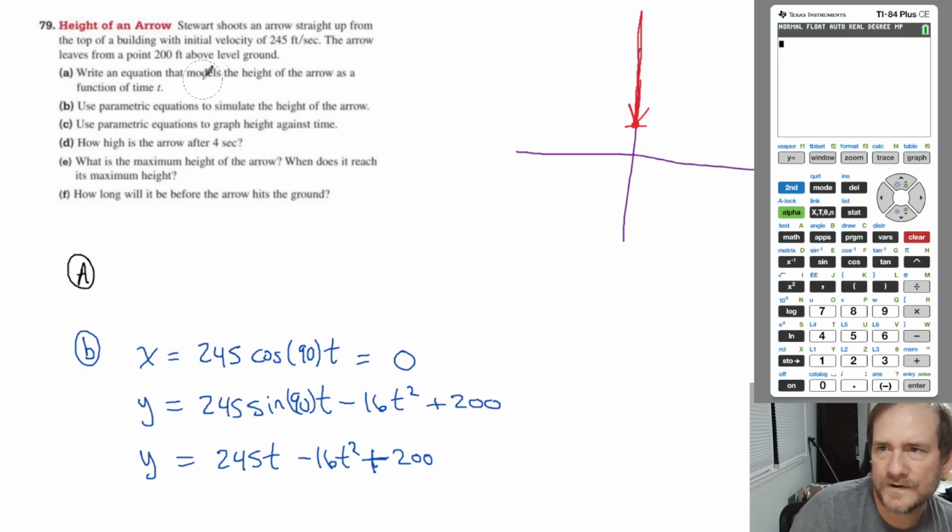In part A, they want an equation that models the height in terms of time. Well, basically, just take your y equation. Instead of y, maybe say h of t. But the height in terms of time would just be 245t... Oh, God.